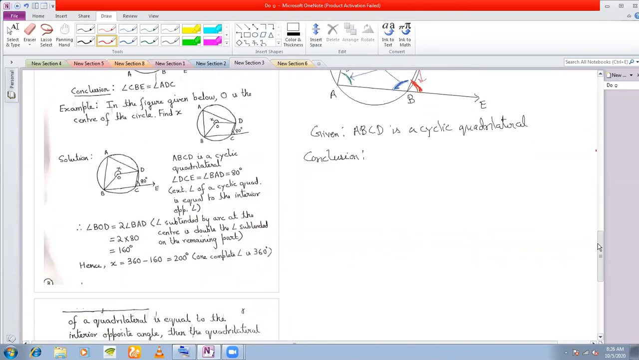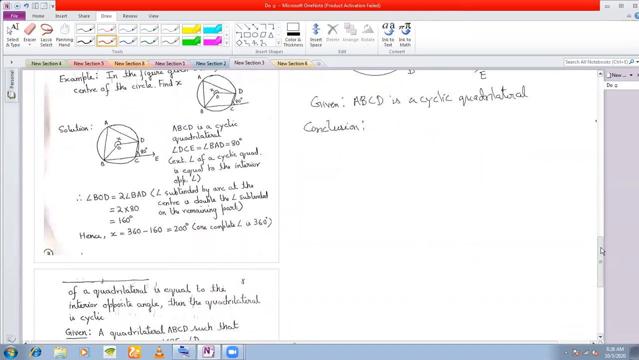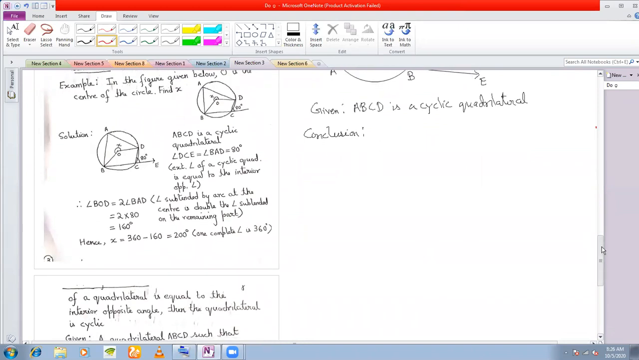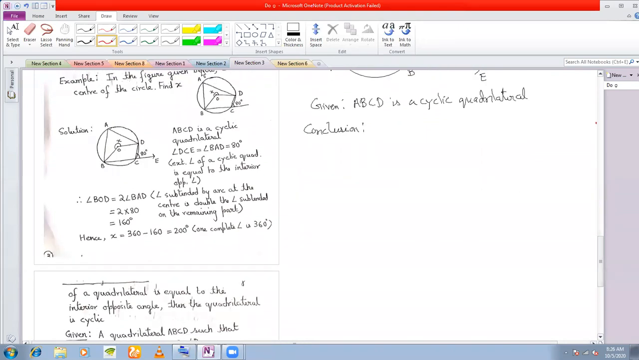Then we demonstrate this with the help of an example. Then I will come to the converse of this. The converse of this theorem is also true. But before going to the converse, let us do one example here.